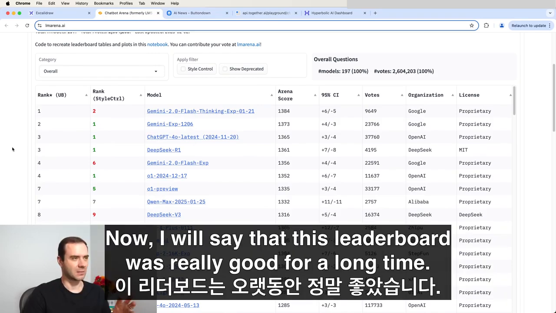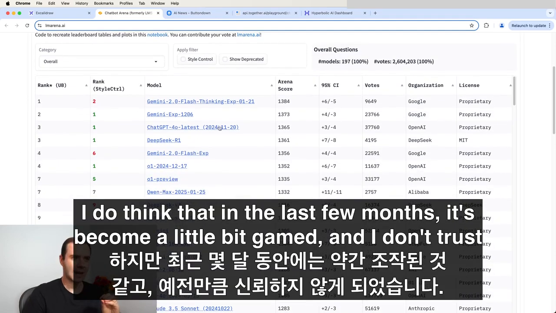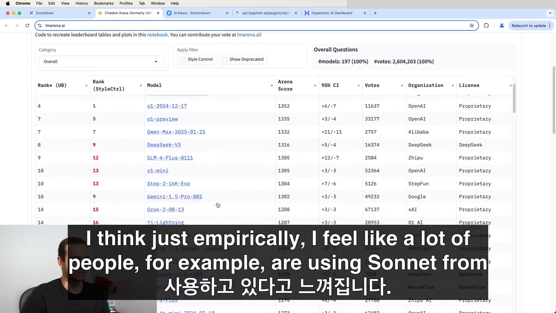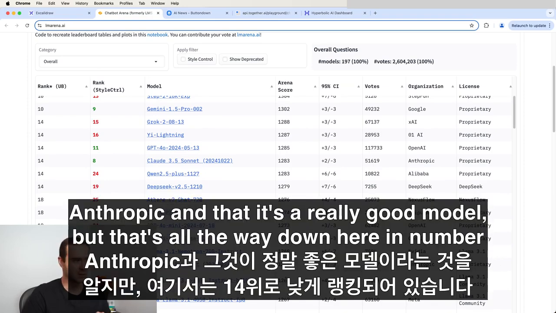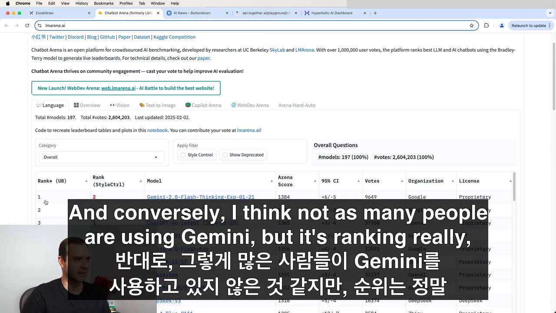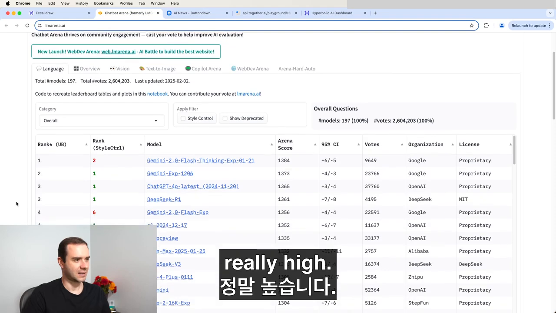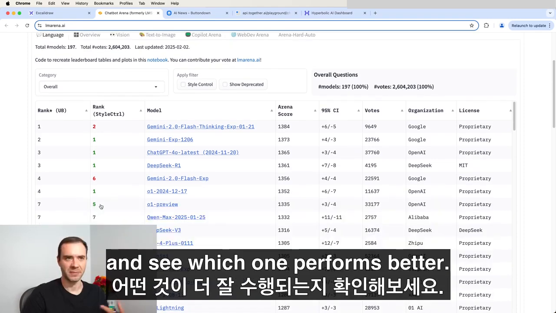Now, I will say that this leaderboard was really good for a long time. I do think that in the last few months, it's become a little bit gamed, and I don't trust it as much as I used to. I think just empirically, I feel like a lot of people, for example, are using Sonnet from Anthropic, and it's a really good model. But that's all the way down here at number 14. And conversely, I think not as many people are using Gemini, but it's ranking really, really high. So I think use this as a first pass, but try out a few of the models for your tasks and see which one performs better.